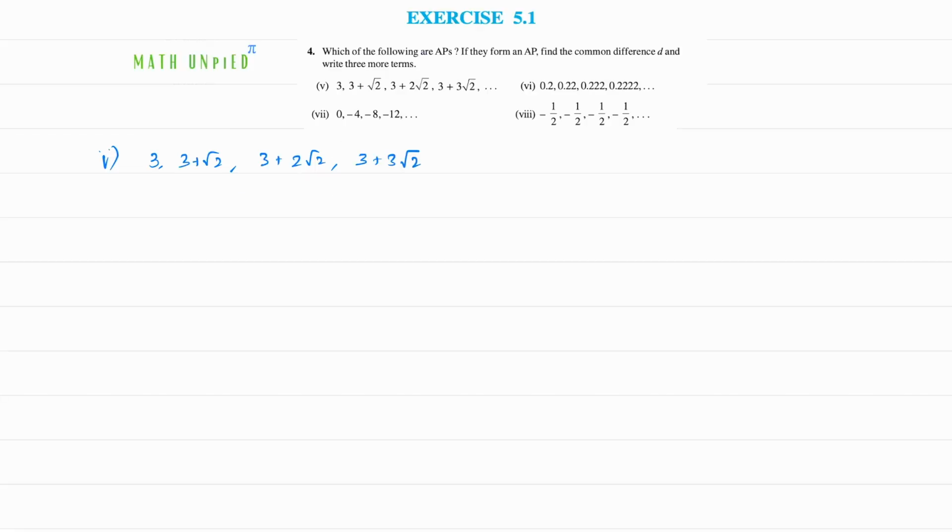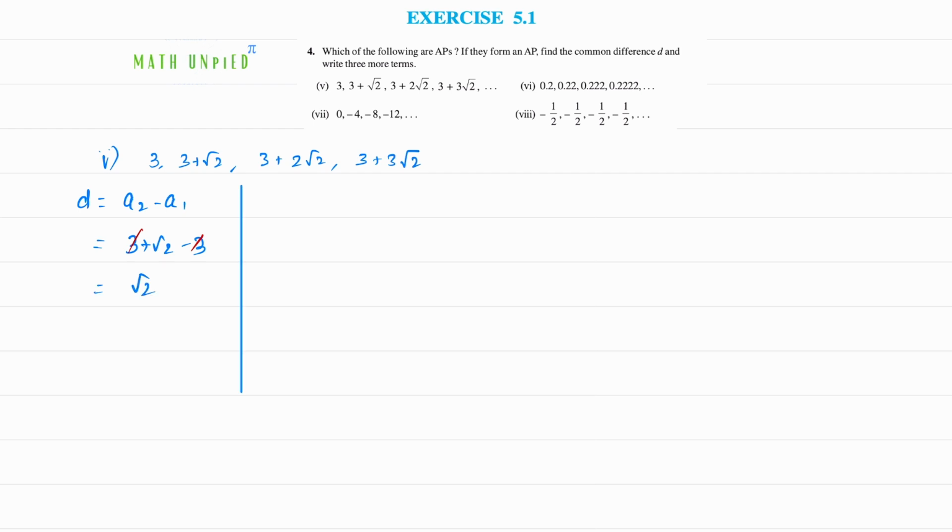Now let us move on to the fifth subdivision. The series is 3 comma 3 plus root 2 comma 3 plus 2 root 2 comma 3 plus 3 root 2. So let's see if the difference between the successive terms are same, and we can establish if it's an AP or not. D equals A2 minus A1, which is equal to 3 plus root 2 minus 3. So 3 and 3 will get cancelled. Therefore, the difference equals root 2.